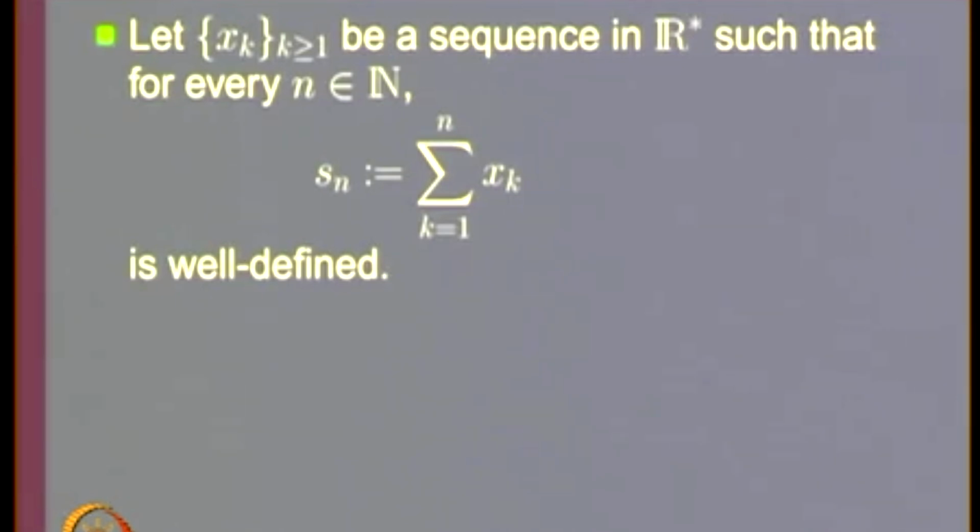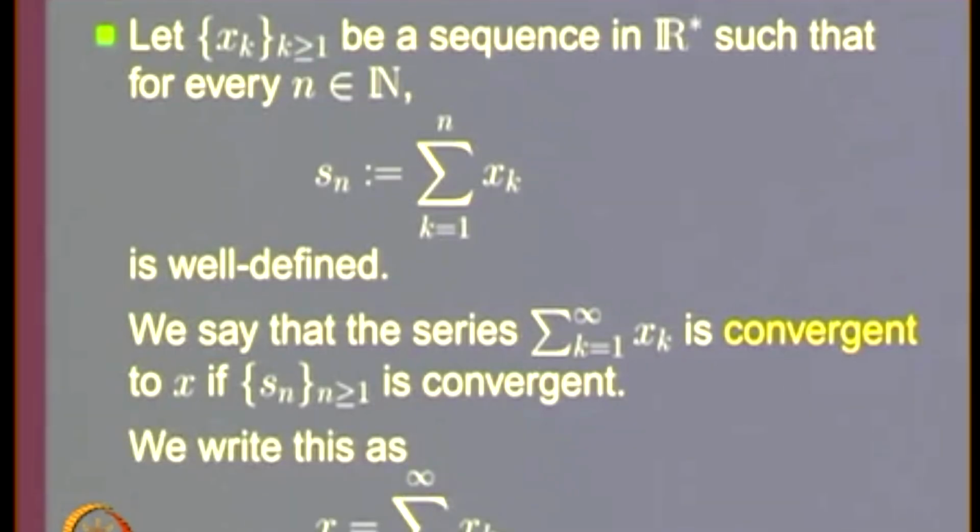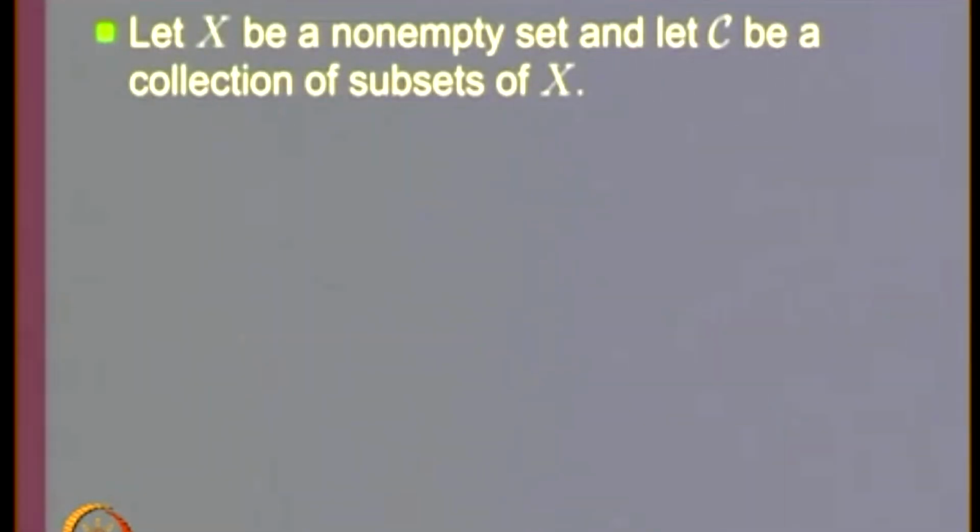For every n this is well defined, and one can ask whether this sequence is convergent or not in R star. If the sequence of partial sums is convergent in R star, we say that the series is convergent, and the limit is called the sum of the series. So this is basically the same as that of the real line, only keep in mind how sequences behave in the real line.